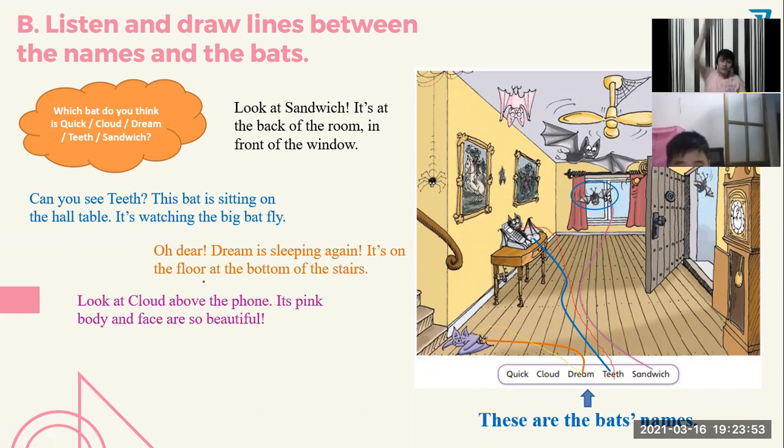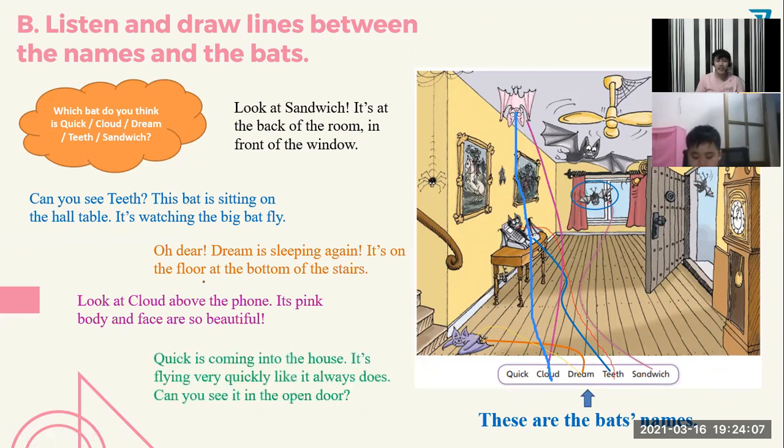Above the phone. Where is it above? Yeah. Okay, good. All right. So that is Cloud. Okay, last. Quick is coming into the house. It's flying very quickly, like it always does. Can you see it in the open door?